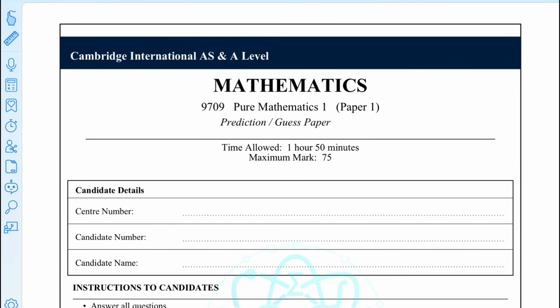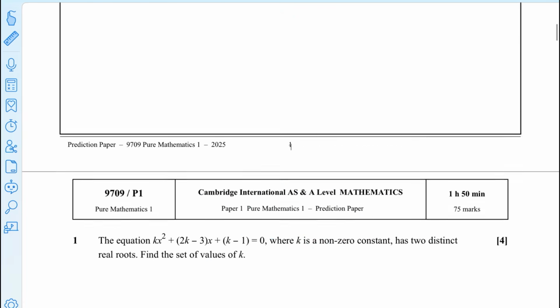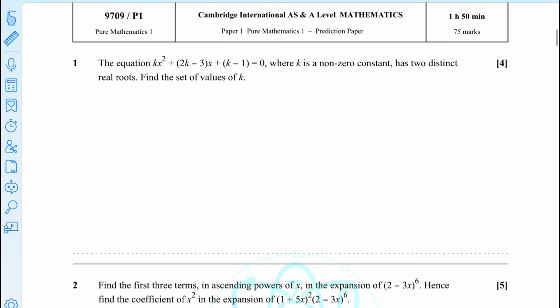Today I am going to solve a prediction, or we can say guess, paper for AS Level Cambridge Pure Maths 1. So let's start. The first question is from the quadratic equation. The equation kx squared plus (2k minus 3)x plus k minus 1 equals 0, where k is a non-zero constant, has two distinct real roots. Find the set of values for k.